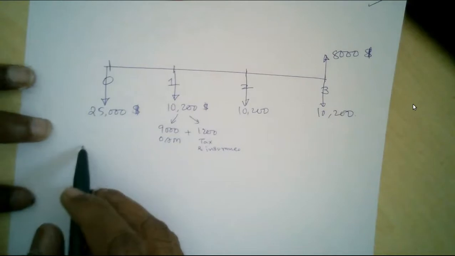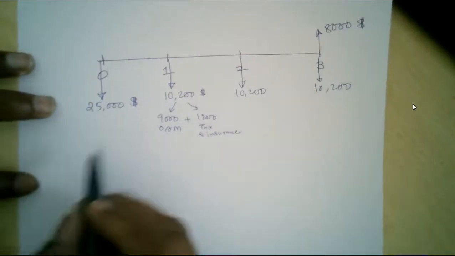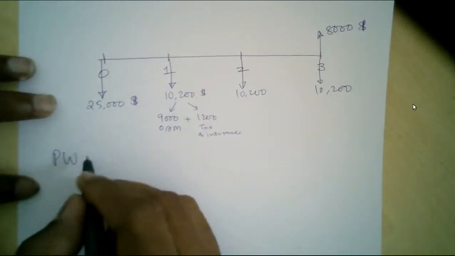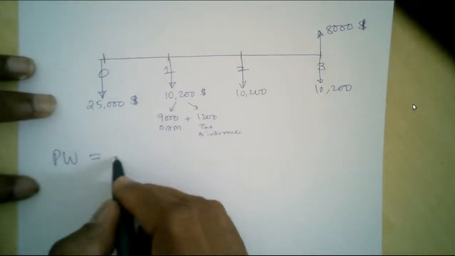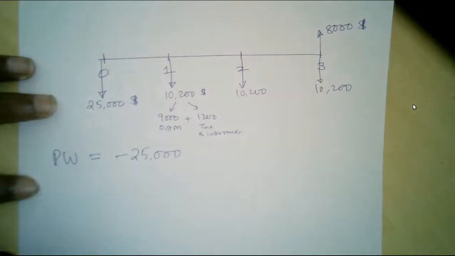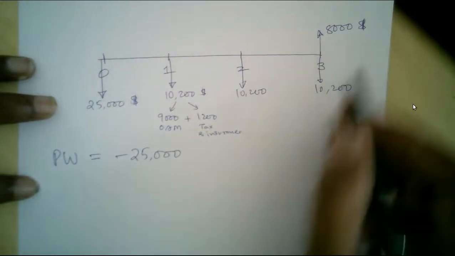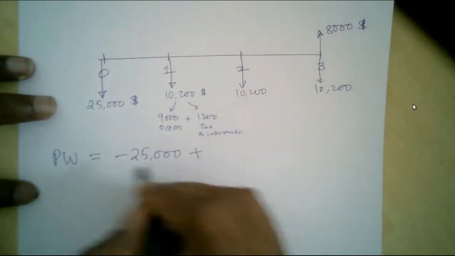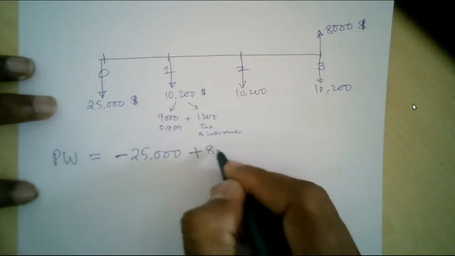Now let us calculate the present worth and annual equivalence. So how to calculate the present worth? The present worth will be minus 25,000, already there in the initial year, in the 0th year. Next, the salvage value, which is positive. So this is negative, but the salvage value will be positive.